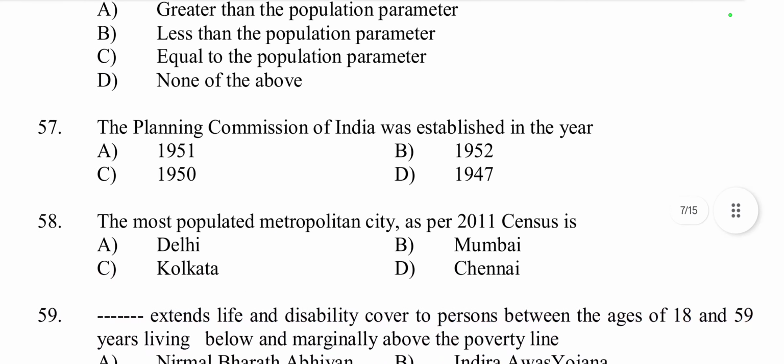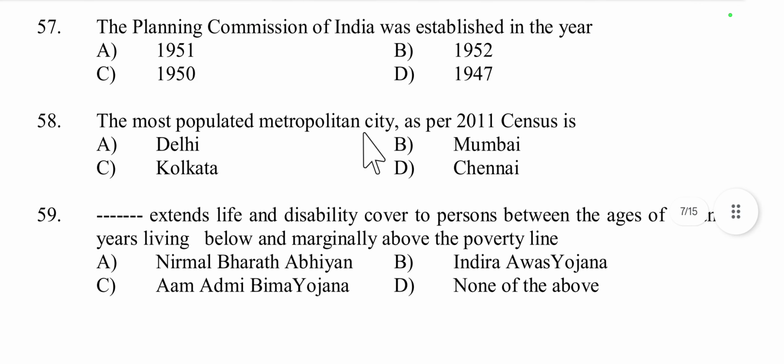Then question number 57, the Planning Commission of India was established in the year. Planning Commission established in 1951 or 50. Planning Commission established in 1950. So option C is the right answer. Then the most populated metropolitan city as per 2011 census was Delhi, Mumbai, Kolkata, Chennai. Mumbai.